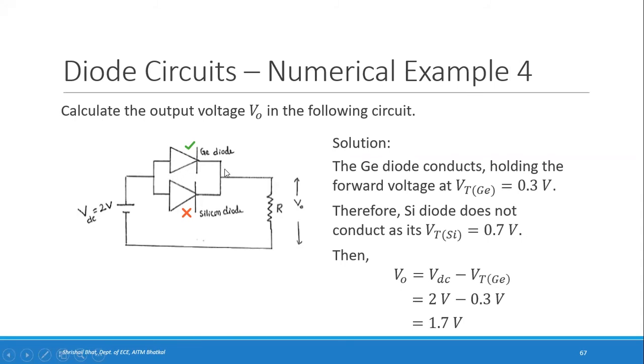In this case, if only one silicon diode was there instead of germanium, then the output voltage would be 2 minus 0.7, because the voltage drop across silicon would be 0.7, and it would be 2 minus 0.7, that is 1.3. But here there is a germanium diode which is conducting, so it is 2 minus 0.3. So even if there is silicon diode, it is not conducting because the voltage drop in parallel is 0.3, which is not sufficient for silicon diode to conduct. Okay, that's why we have the output voltage as 1.7.